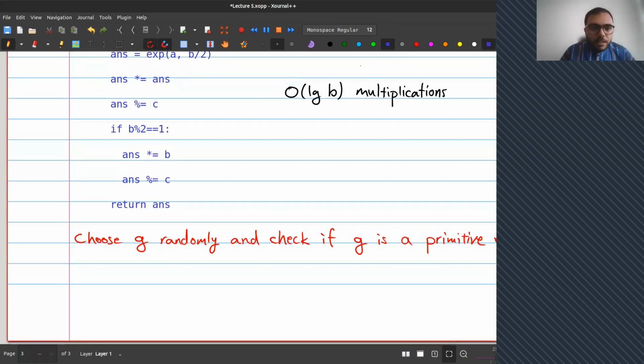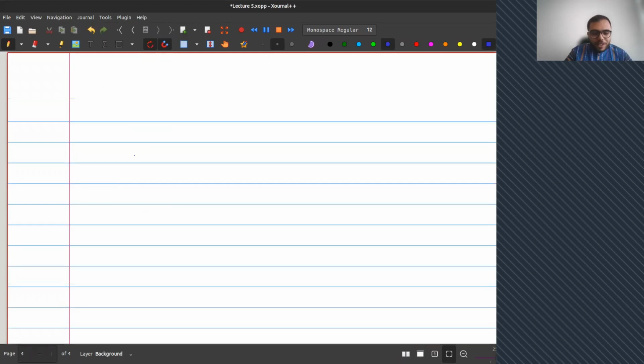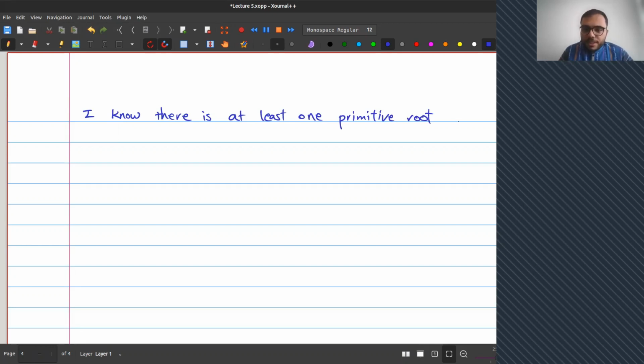Now, why does this work well? Basically, I have to somehow argue to you that there are many primitive roots. Okay. So let me give you a very hand-wavy argument as to why there are many primitive roots. First of all, it's a very well-known theorem that there is at least one primitive root when you're working with a prime number. So I know there is at least one primitive root. I just don't know how to compute it. And let's say that I call this one primitive root that I know exists G again. Why not? We're always using G as the primitive root.